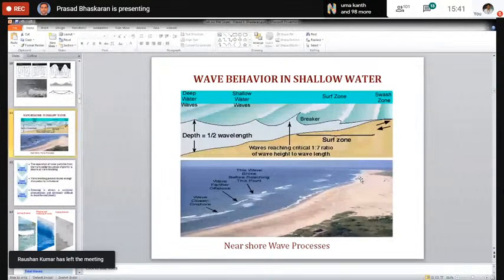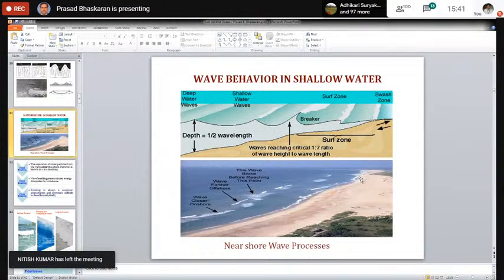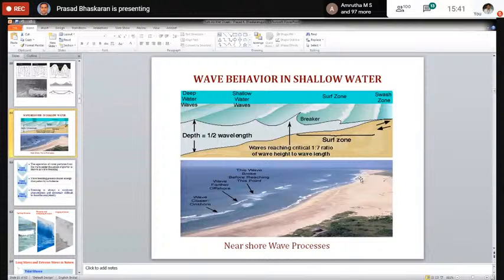Mathematically, you can write a simple formula for that. It can be expressed as tan alpha, where alpha is the slope of the beach. That means tan alpha divided by the square root of H by L. That H by L you can get from the linear wave theory. So if you know alpha, the slope of the beach, and the relation of H by L from the small amplitude wave theory, you can find out a parameter called zeta. Zeta is basically the surf similarity parameter or the Iribarren number. So this number is extremely important to find out the type of breakers.